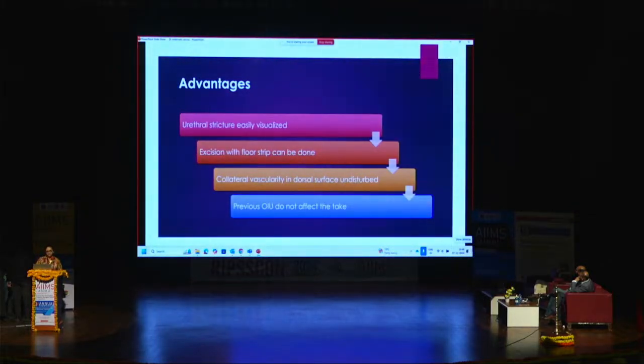The benefit of ventral only is that if the patient had a previous OIU or some urethral surgery, the stricture is better to manage. The stricture is usually at the 12 o'clock, as the OIU has usually been done at 12 o'clock. So we get a very good field and it is very effective, especially in the post-OIU setting. We can have good vascularity in the dorsal surface, which is not disturbed.